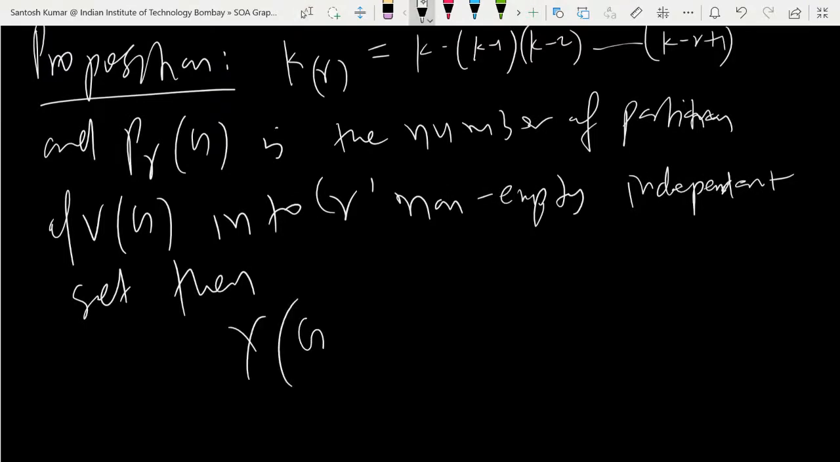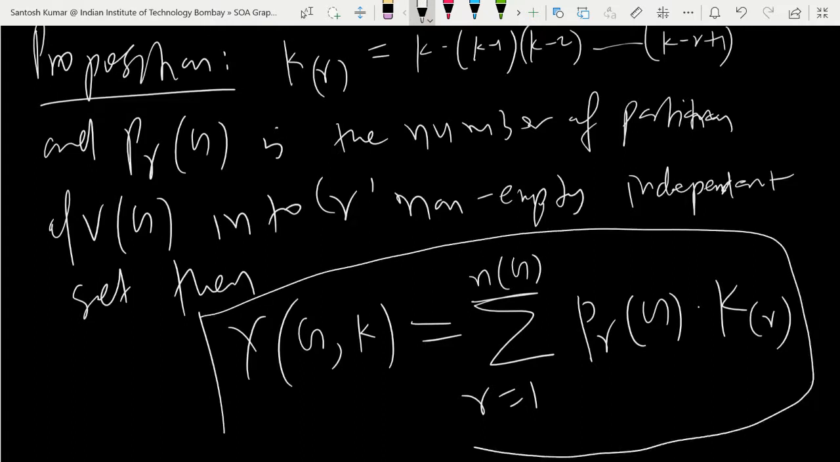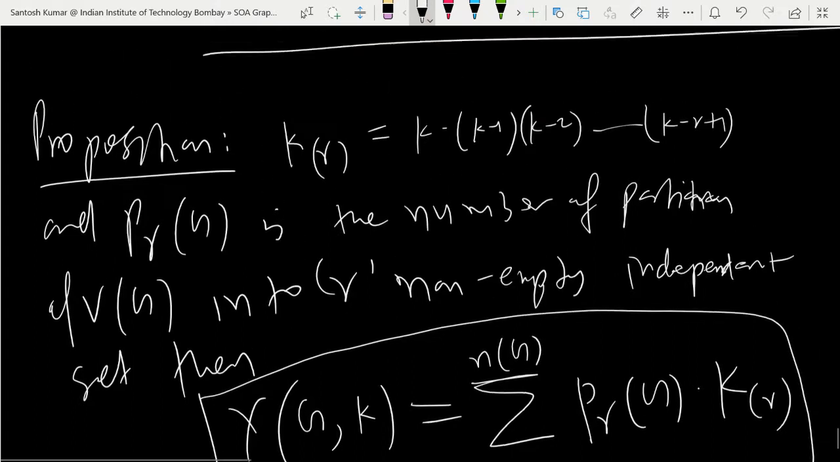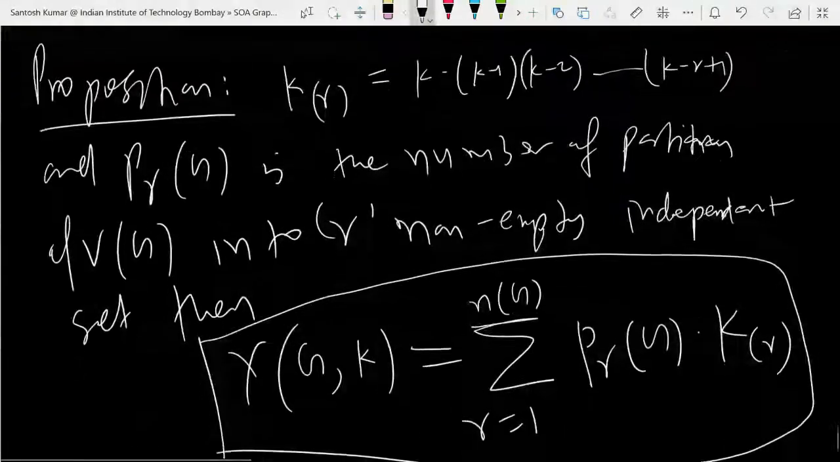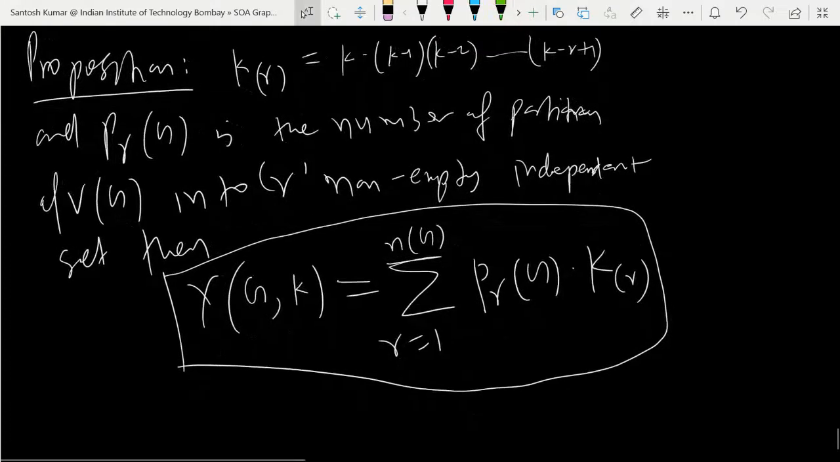Then the chromatic polynomial of graph G using K colors, or in terms of K, is the summation of P_rG into K_r, r from 1 to the number of vertices. Okay, so I want to prove this formula in general now. We used this for K4, but I wanted to prove it in general now. Just we have to write the argument to prove this.